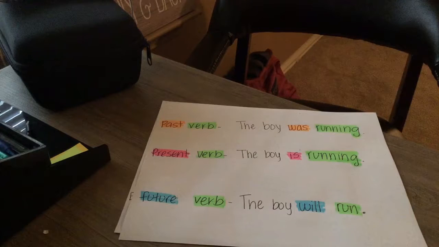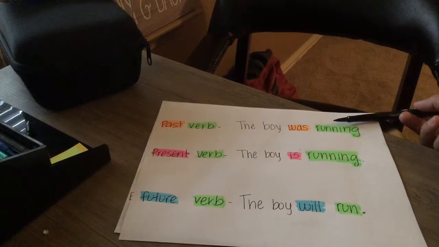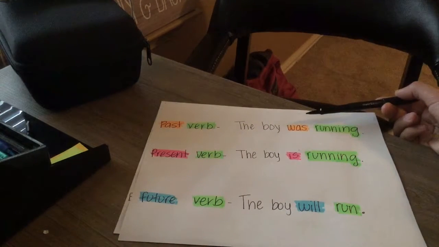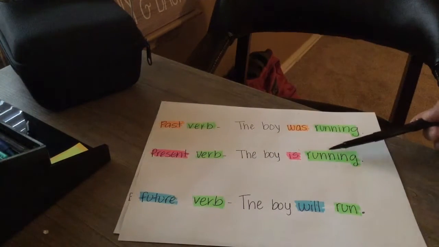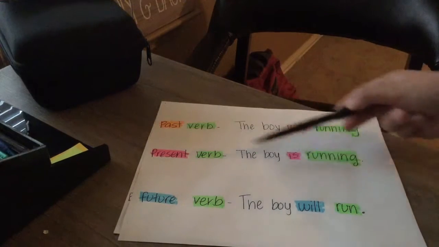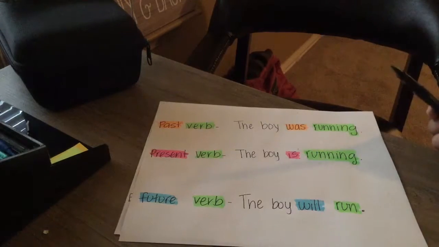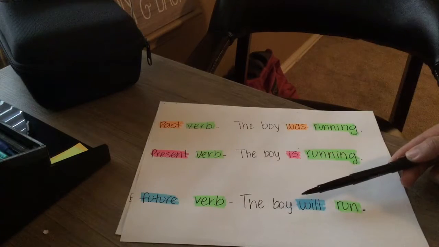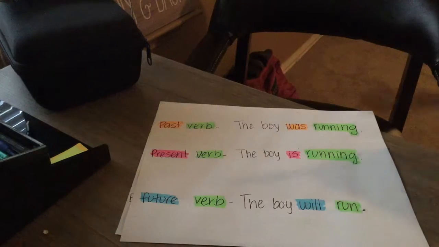I want to see if we can figure out what these different ways are. Okay, good. I heard Susie say that the verb was running is classified as past because it already happened. Great. I heard Juan say that running, that is running, can be classified as a present verb because it is happening. And awesome, I heard Mateo saying to his partner that the boy will run is classified as future verb because it hasn't happened yet. Will run.